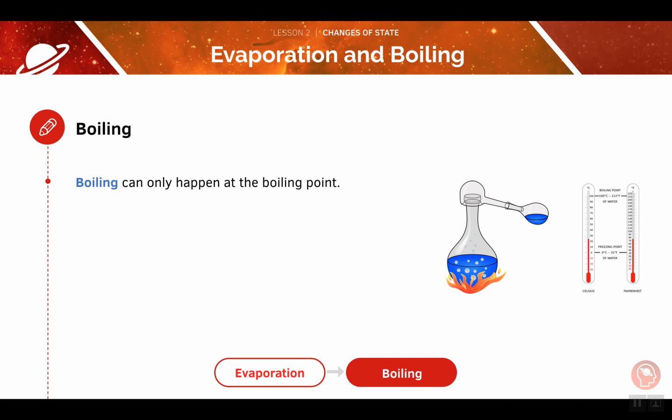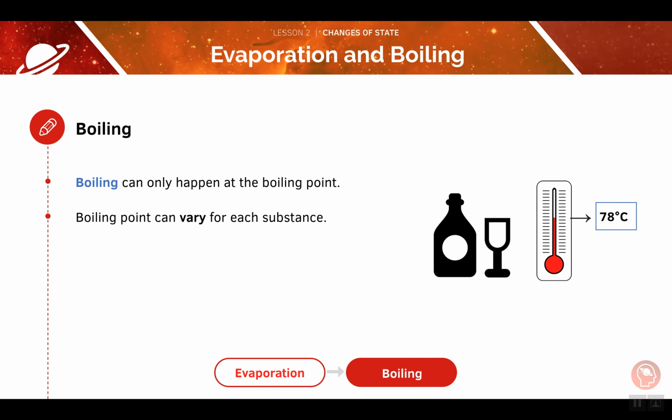Boiling can only happen at the boiling point. The boiling point will vary for each substance. For example, water has a boiling point of 100 degrees Celsius, whereas ethanol has a boiling point of 78 degrees Celsius.